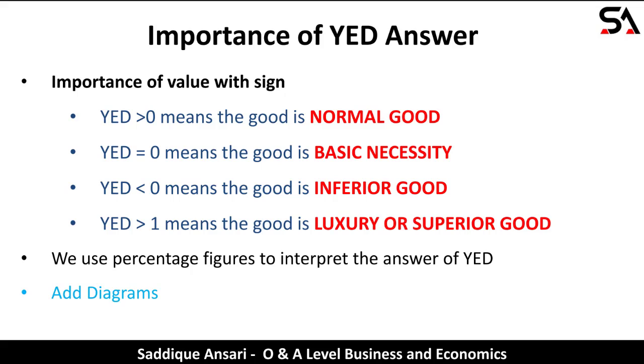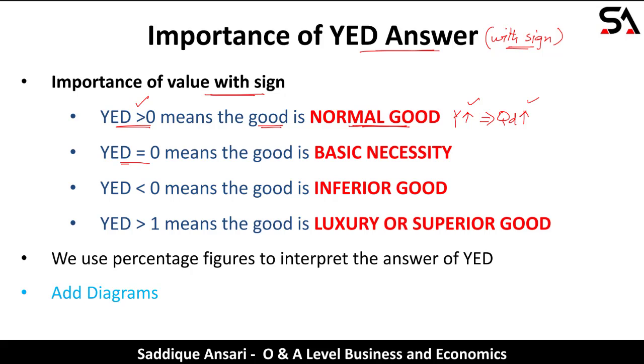Now, what is the importance of the YED answer with sign? We use the YED answer along with the sign. We do not ignore the sign of the YED answer. If the YED answer is greater than 0, meaning it is positive, it means the good for which we have calculated income elasticity of demand is called a normal good. A positive sign means that when income increases, quantity demanded of the good will also increase. And vice versa is also true.